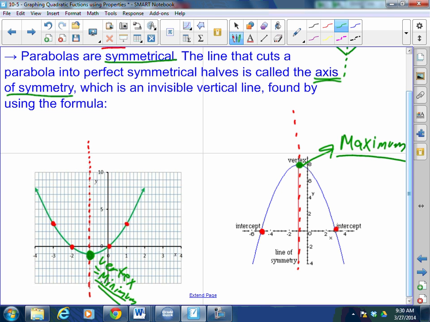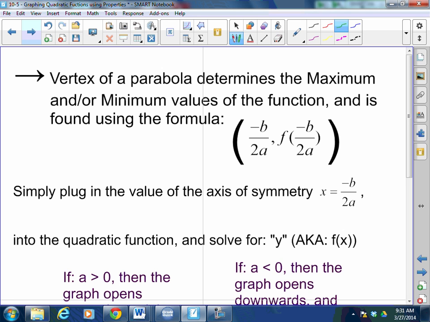So the vertex is either your highest maximum or your lowest minimum. And the axis of symmetry, the x value of the axis of symmetry is the same as the x value of the vertex. Very good. For example, the vertex of the parabola determines the maximum or the minimum values of the function, and is found by using the formula negative b over 2a. Wait a second, isn't that the formula for the axis of symmetry? So once you find the axis of symmetry value, you can plug it back into the function and then find the y value by plugging in the negative b over 2a.